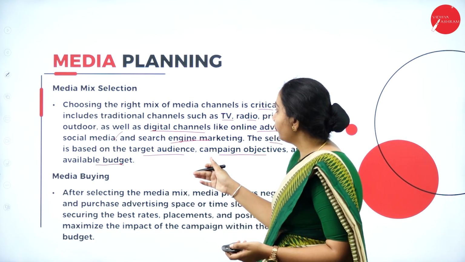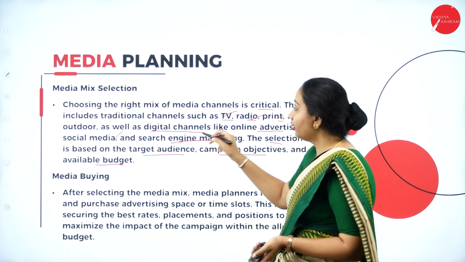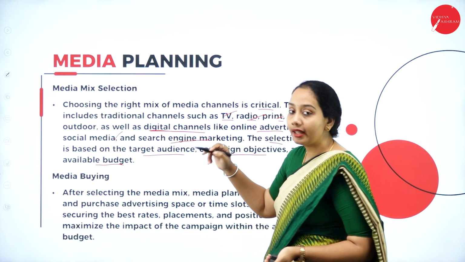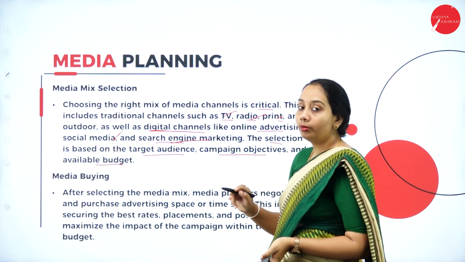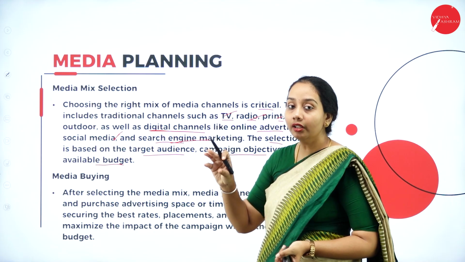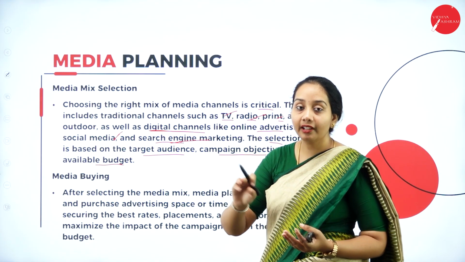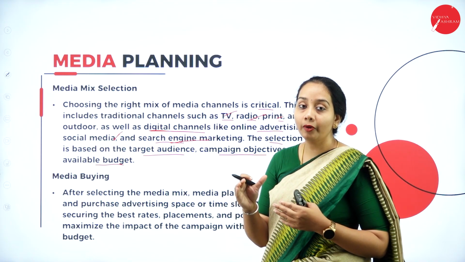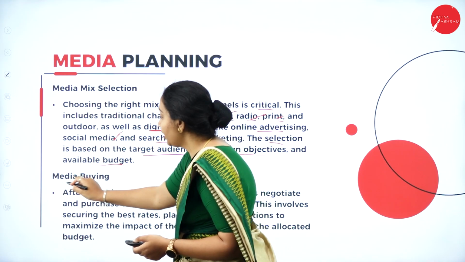Okay, so we have got different types of channels like TV, radio, print, and outdoor, and digital channels, that is social media marketing and search engine marketing. So that is through your Google search. Selecting these is based on the type of target audiences that are available for the particular media platform, as well as depending upon your spending capacity. Next is media buying.